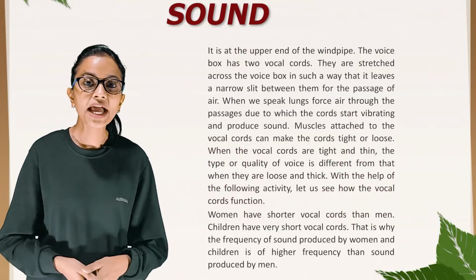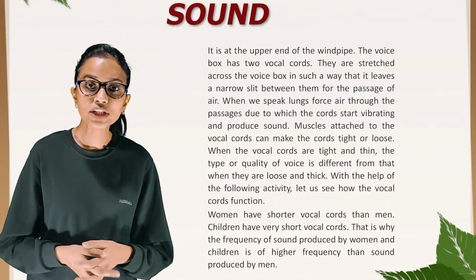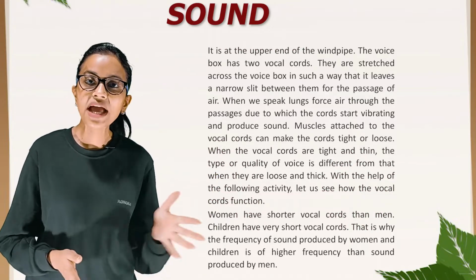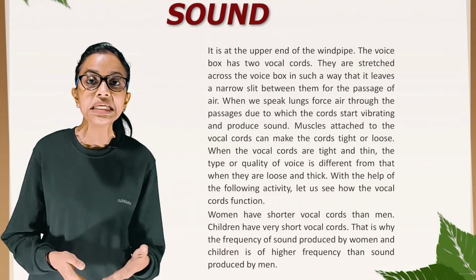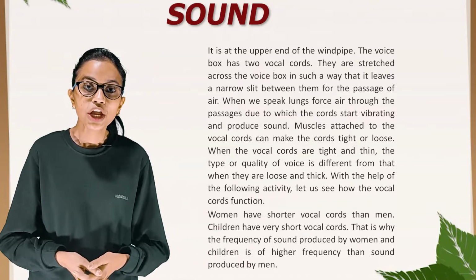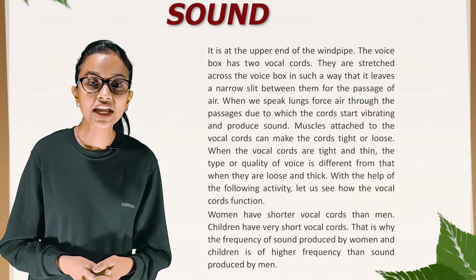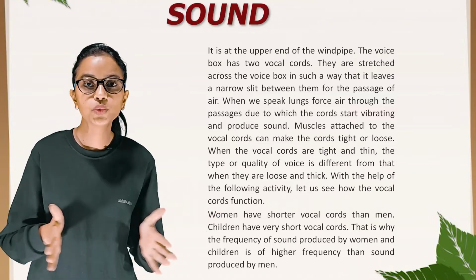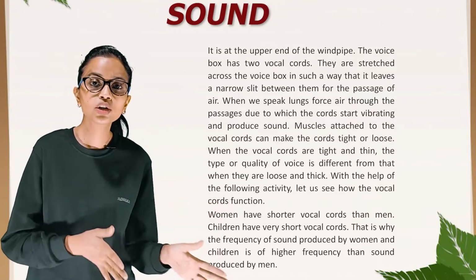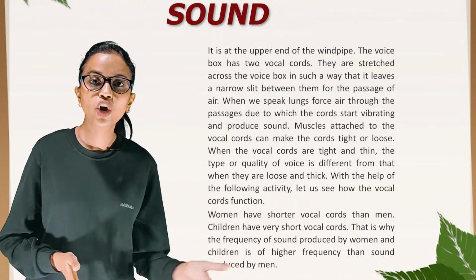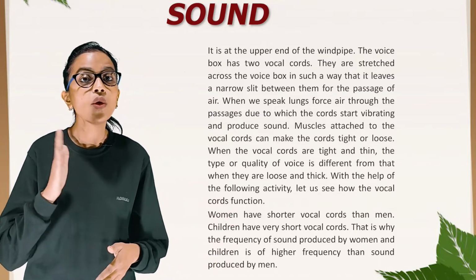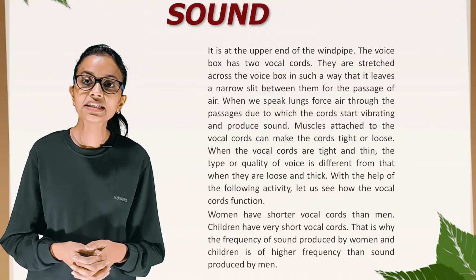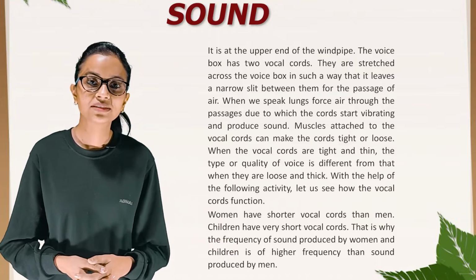The voice box has two vocal cords. They are stretched across the voice box in such a way that it leaves a narrow slit between them for the passage of air. When we speak, lungs force air through the passages, due to which the cords start vibrating and produce sound. Muscles attached to the vocal cords can make the cords tight or loose. When the vocal cords are tight and thin, the type or quality of voice is different from that when they are loose and thick. With the help of the following activity, let us see how the vocal cords function.